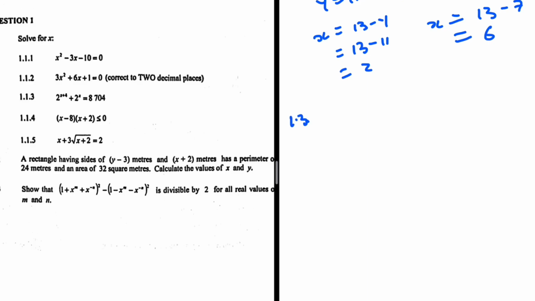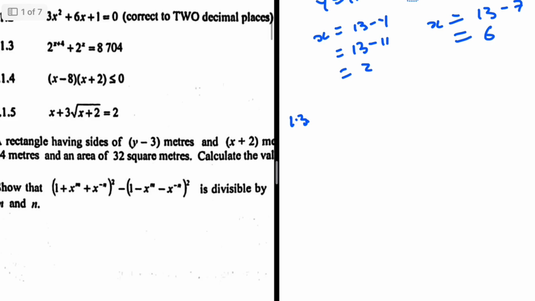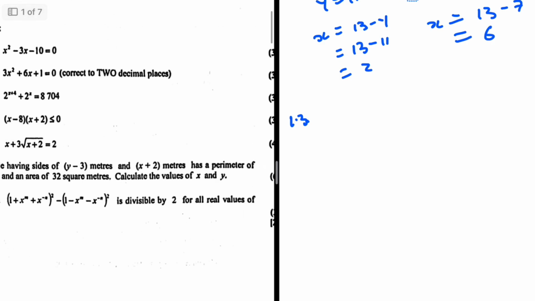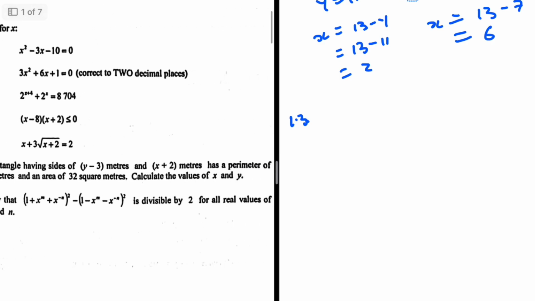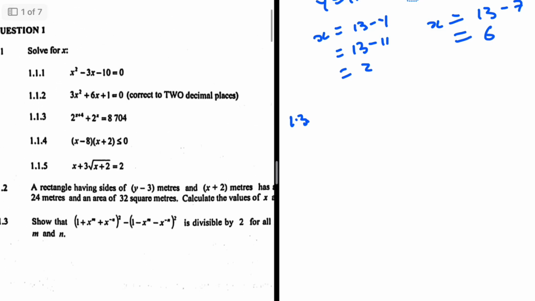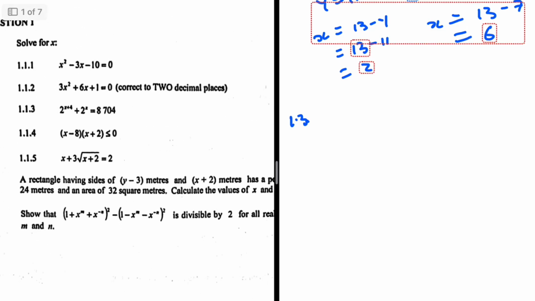1.3. Show that whatever that is, is divisible by 2 for all real values of m and n. Yeah, so it's really difficult to practice with these kinds of questions because you never know what's going to come. Usually there's just something that you need to realize in order to solve them. You don't really prepare for these questions because you don't know which concept is going to come in 1.3. Sometimes it's sequence and series, it's a lot of things.